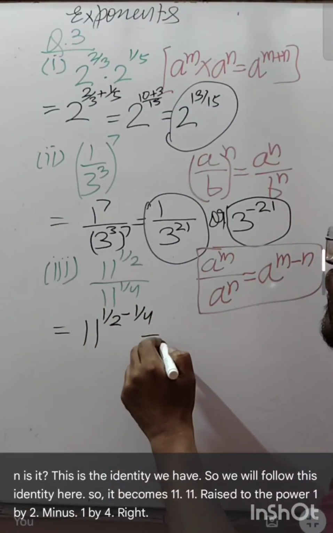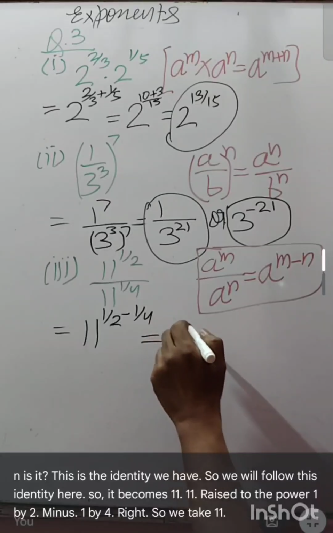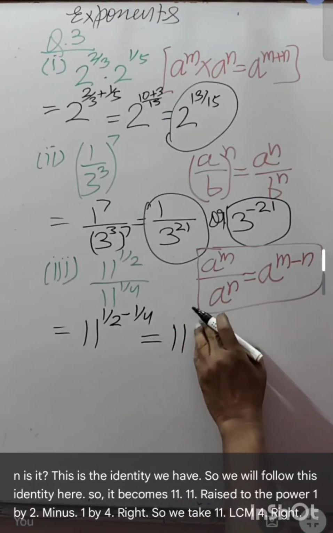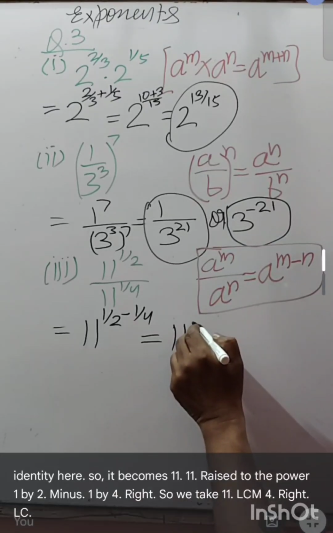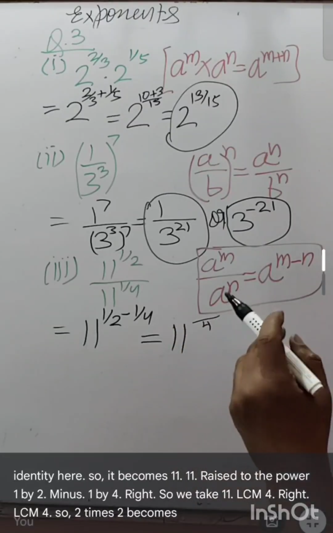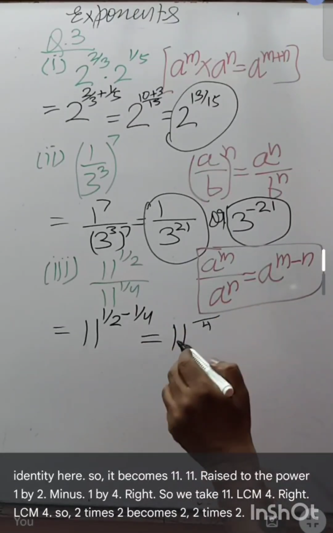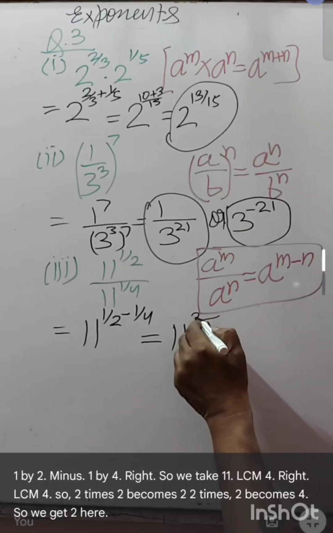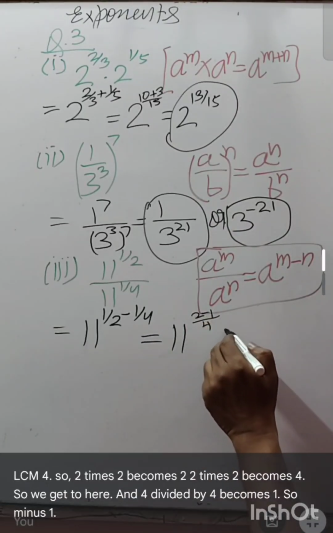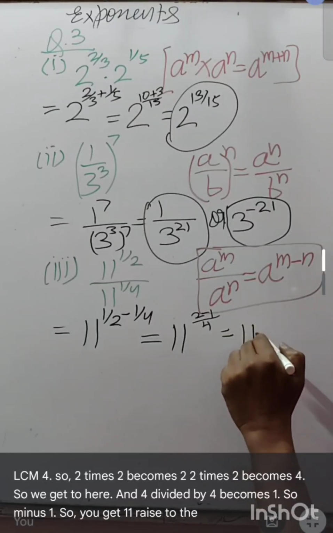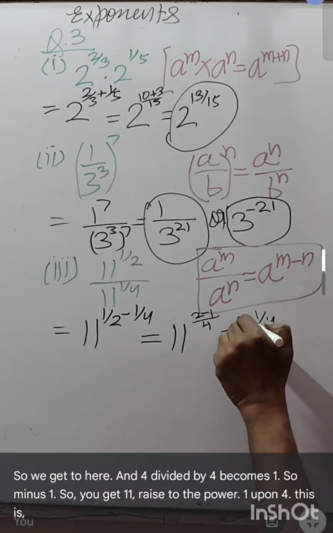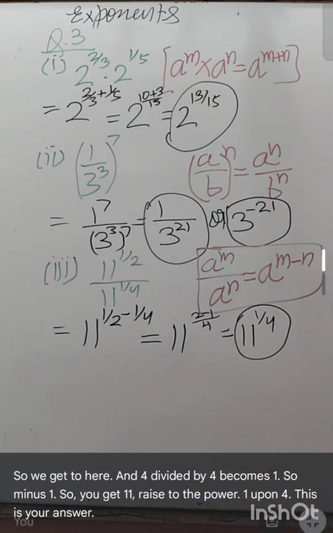Right? So we take LCM 4. 2 times 2 becomes 4, so we get 2 here. And 4 divided by 4 becomes 1. So minus 1. So you get 11 raised to the power 1 upon 4. This is your answer.